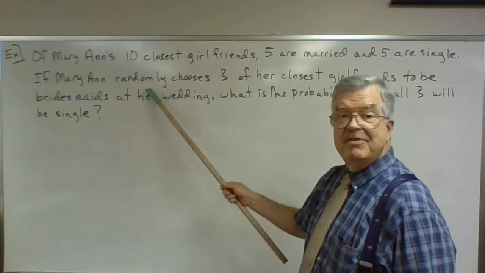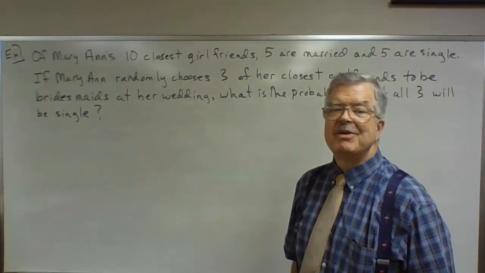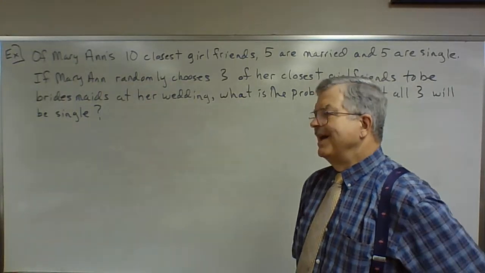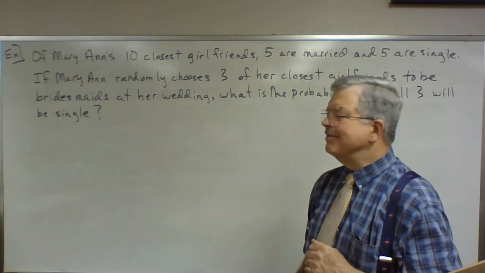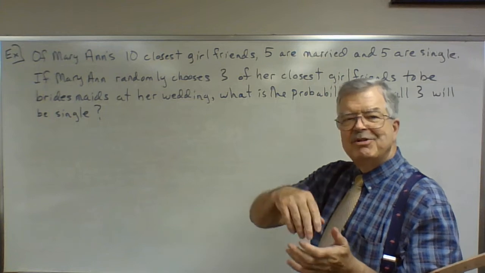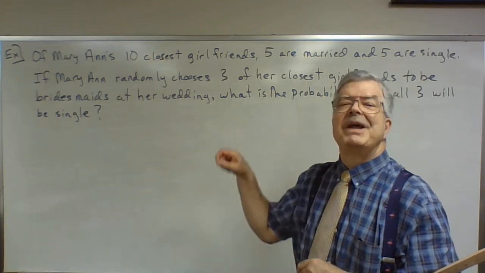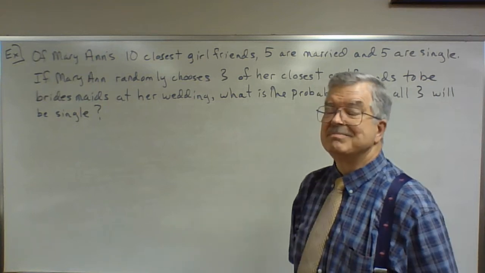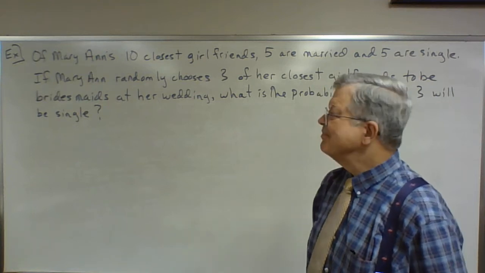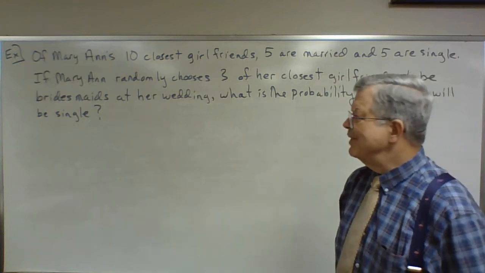And of course, to be fair, Marianne is going to choose her 3 bridesmaids randomly. I guess she writes the names of each of her 10 closest friends on a sheet of paper, folds it in half, puts them all in a hat, and then she selects 3 randomly. It could happen. For the sake of our example, we'll suppose that that's exactly the way it happens.